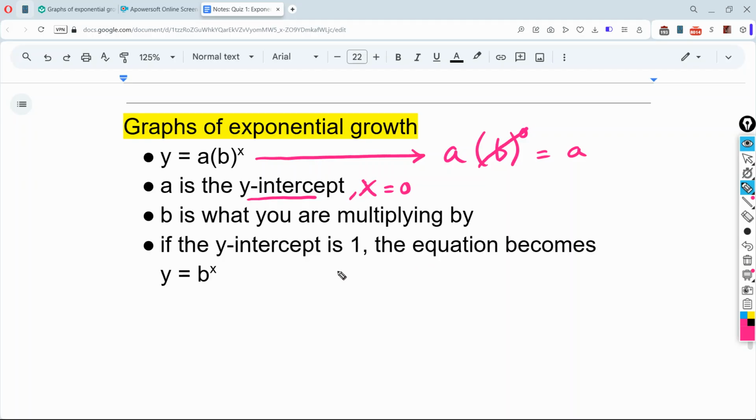And if the y-intercept is 1, you get y equals b to the x. Why is that? Well, if a is the y-intercept and you sub in 1 in place of a, you're going to have y equals 1 times b to the power of x. And of course, 1 times b to the power of x is just b to the power of x. So again, if the y-intercept is 1, it's just y equals b to the x.